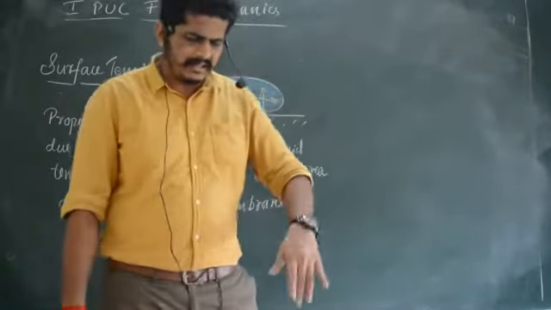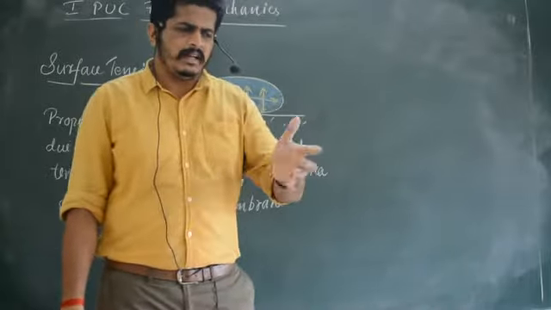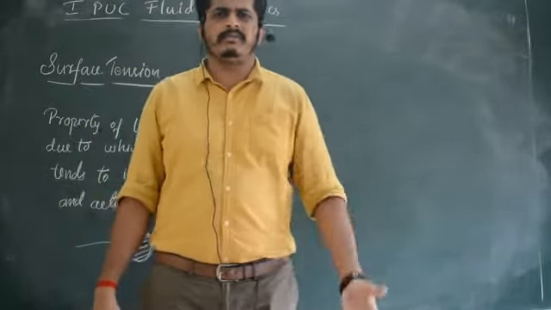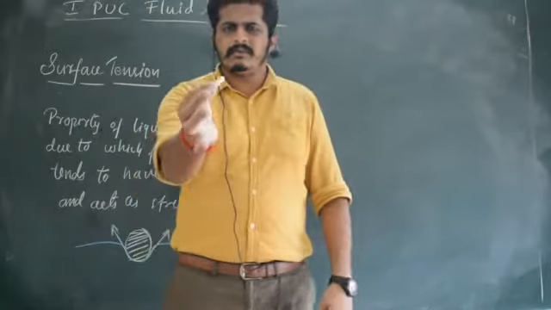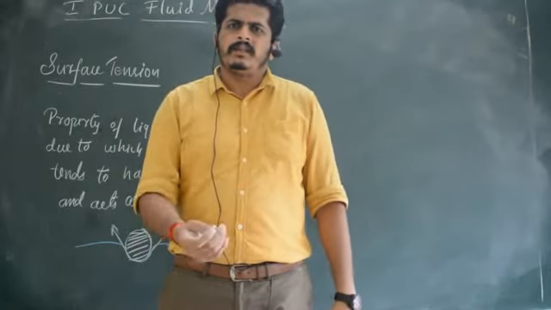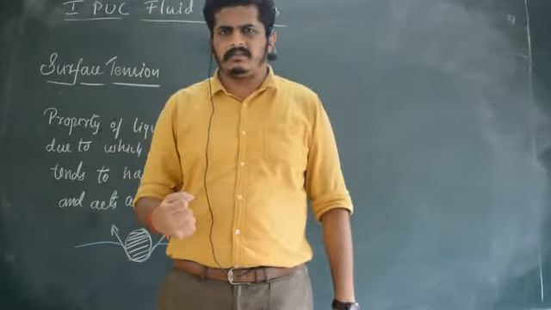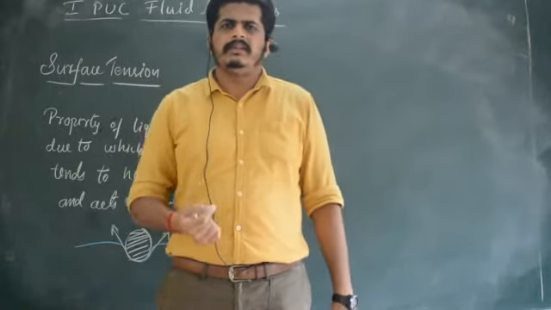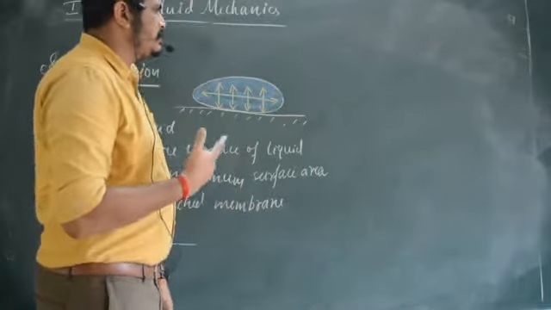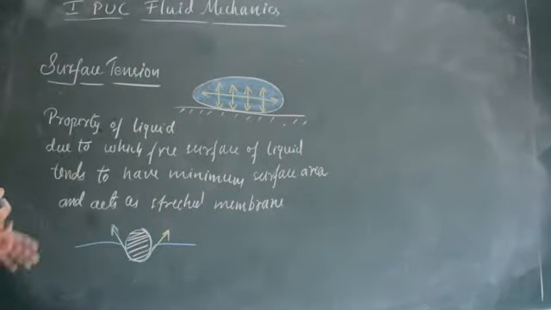While sinking, Archimedes principle and the principle of buoyant force come in. That is different. Here we are discussing a property of liquid which is very, very minute in magnitude. That means it doesn't have very good strength, and it is minute for all liquids. But it's very important to understand. So what is surface tension? Property of liquid due to which the free surface of liquid tends to have minimum surface area and acts as a stretched membrane.